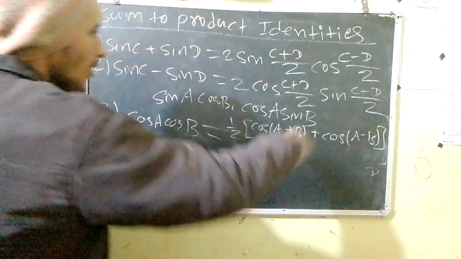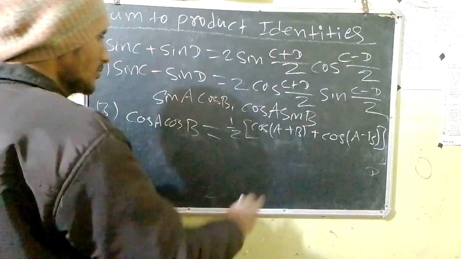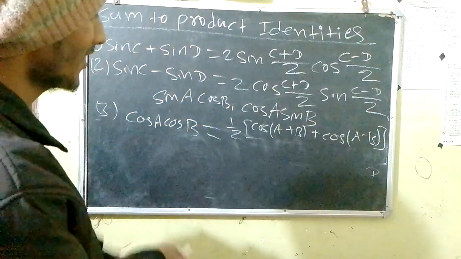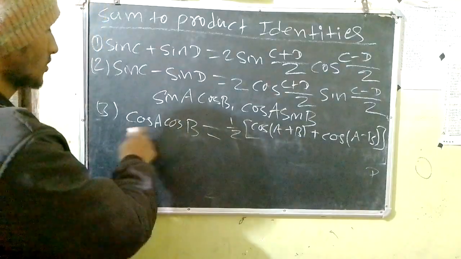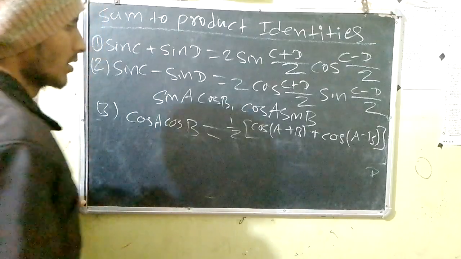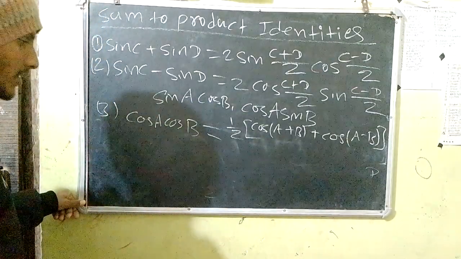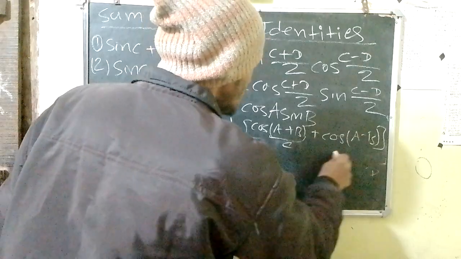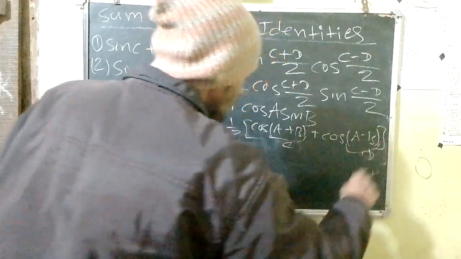If you don't know how this is equal to this, then if you do cosine A plus B, find cosine A minus B, and add them up and then figure out what cosine A cosine B is equal to, you're going to see that this is equal to this identity. Okay, and now we're going to let this be C and this be D.